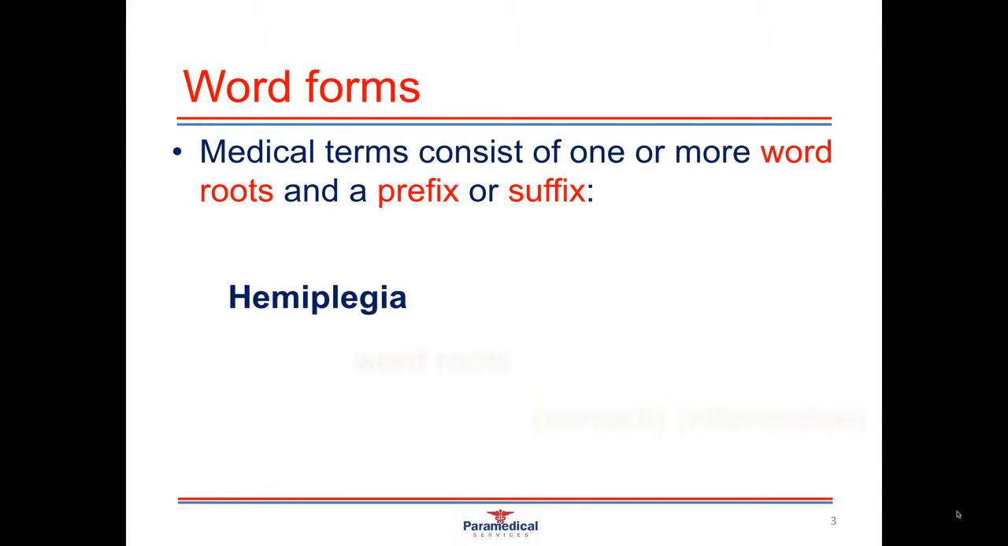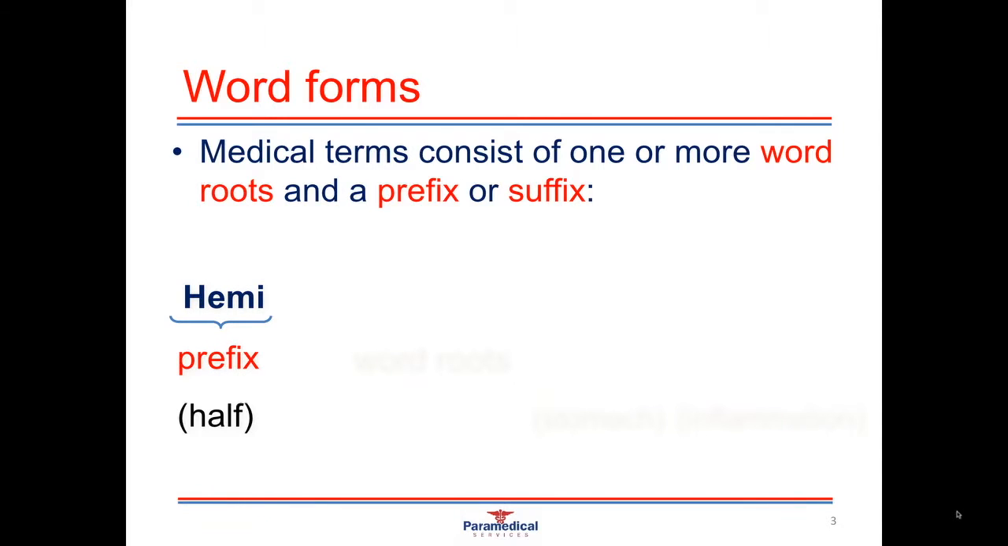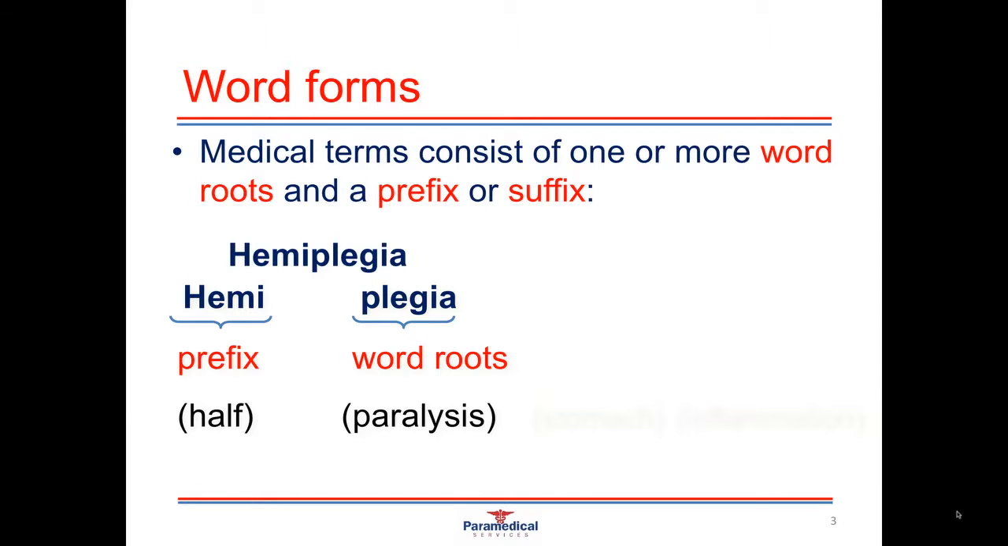Having a look at an example here, the word hemiplegia. Hemi is the prefix meaning half, so it's describing half of something. Plegia is the root word meaning paralysis. So when we have a look at this word joint together, hemiplegia, this means that there is a half-sided paralysis on the body or the limb.